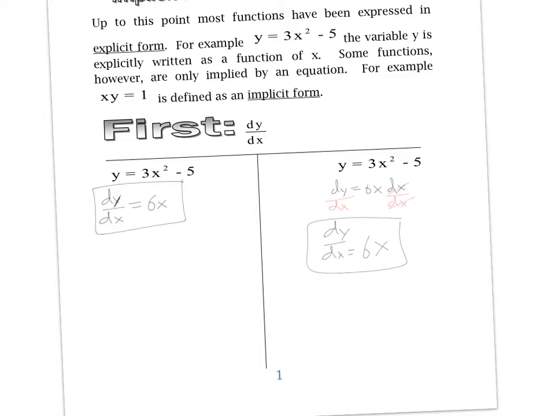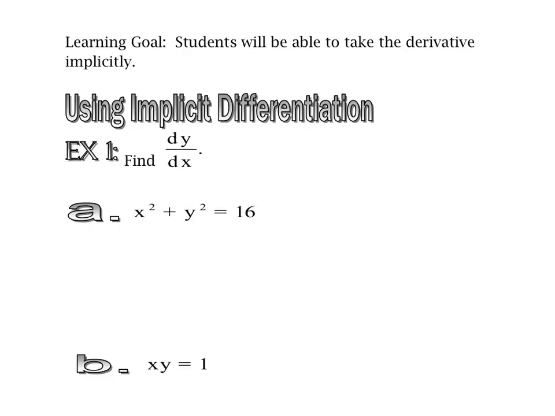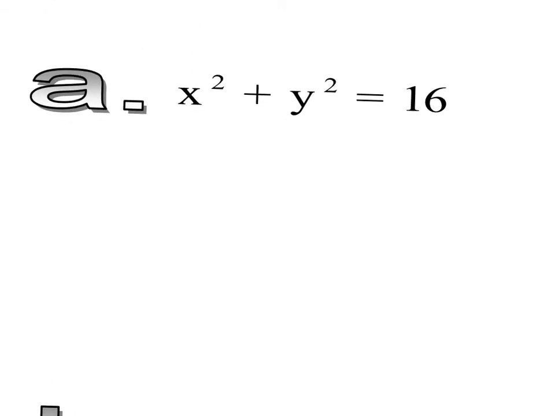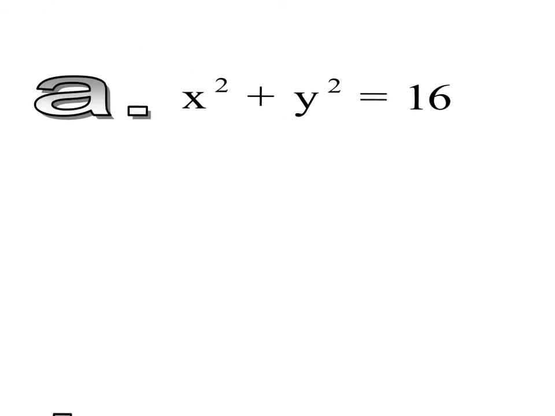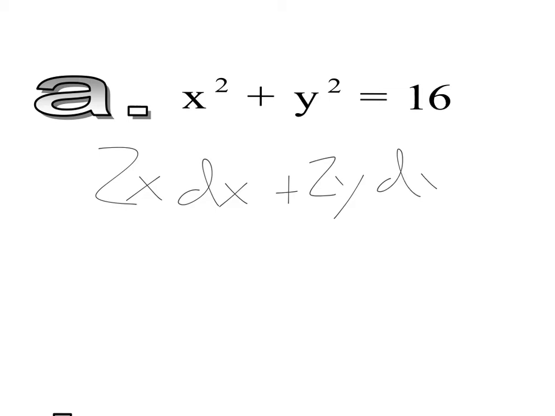So let's see some other problems where we need to do that. So here's one. Notice this is the equation of a circle, and notice no variable here is the independent or the dependent. There's no one that's the input and one that's the output. They're both kind of independent here. So we're going to take the derivative of this thing implicitly. So what's the derivative of x squared? It's 2x dx, and the derivative of y squared is 2y dy, and the derivative of 16, of course, is 0.